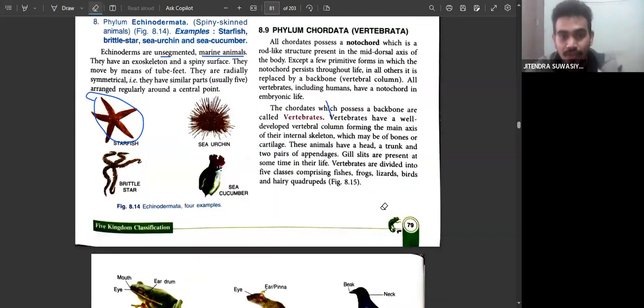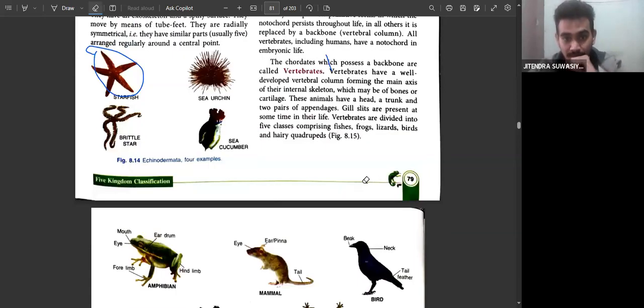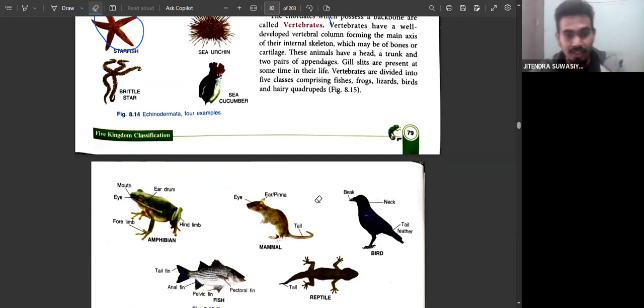So vertebrates have a well-developed vertebral column forming the main axis of their internal skeleton, have a head, trunk, two pairs of appendages, and gill slits are present at some time in their life. We generally find gills in fish. Vertebrates are divided into five classes, comprising fishes, frogs, lizards, birds, and hairy quadrupeds. Okay, so we'll see the photos and diagrams of every organism, and we'll discuss.